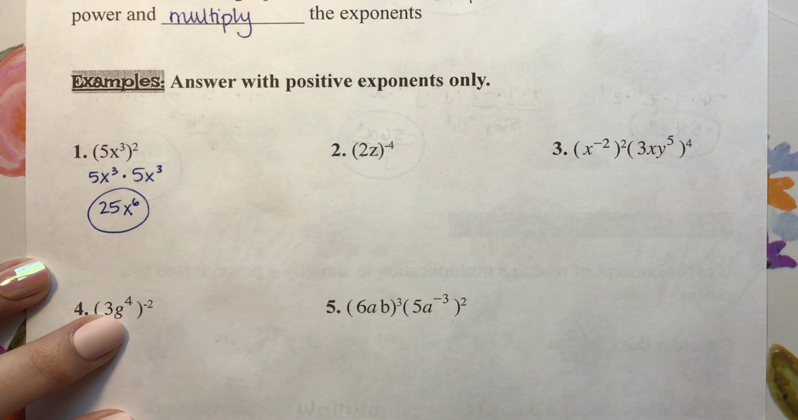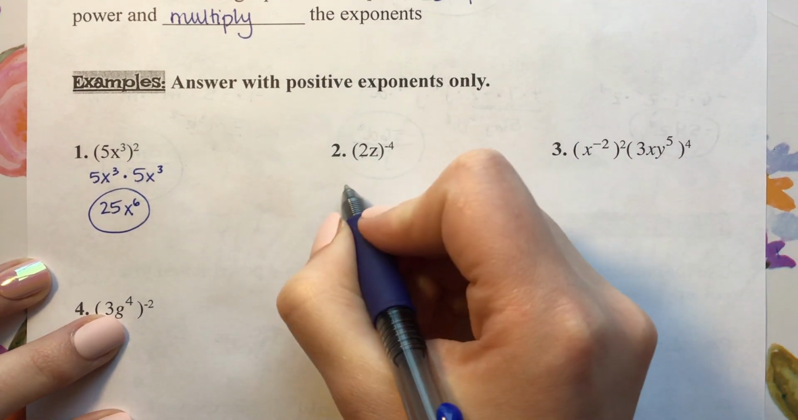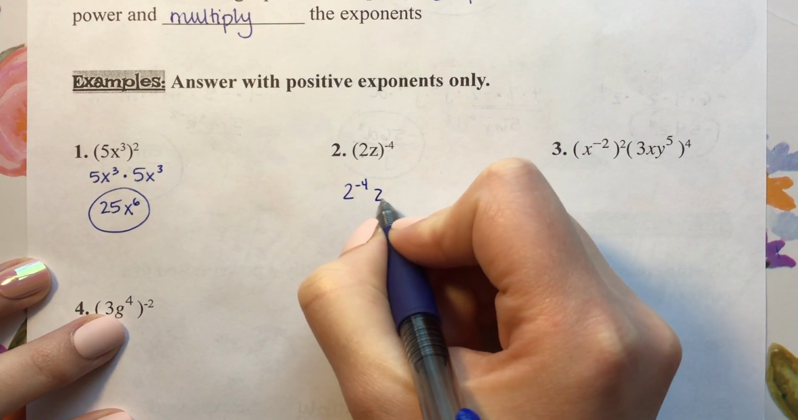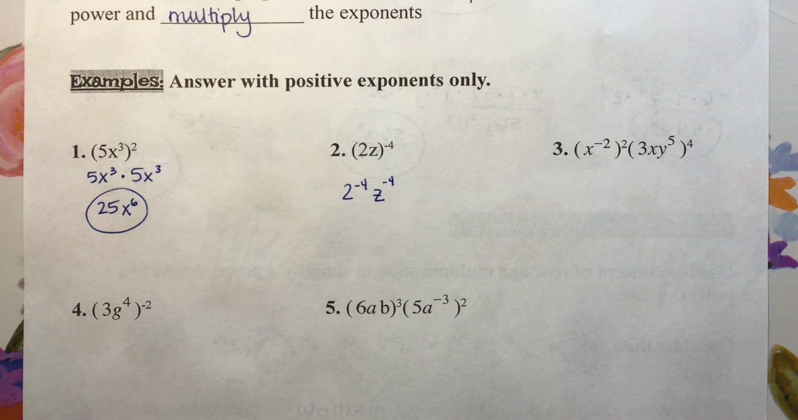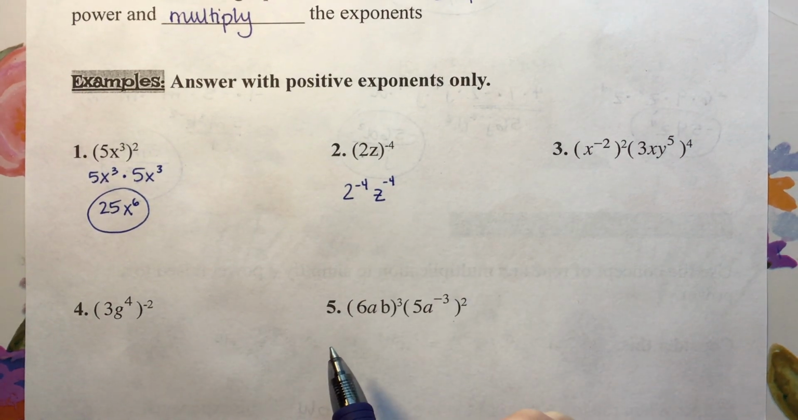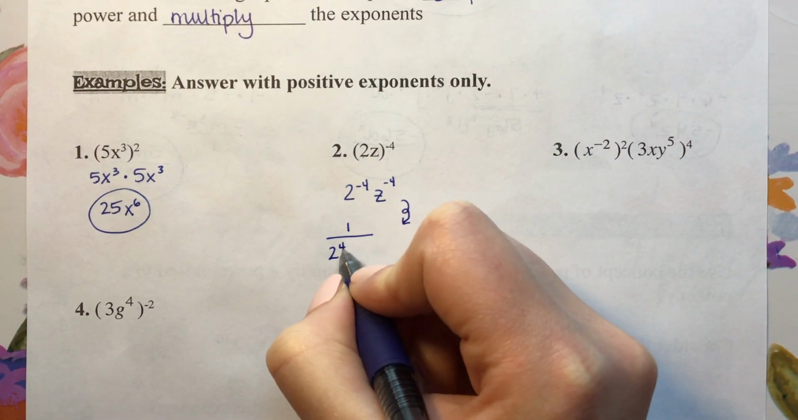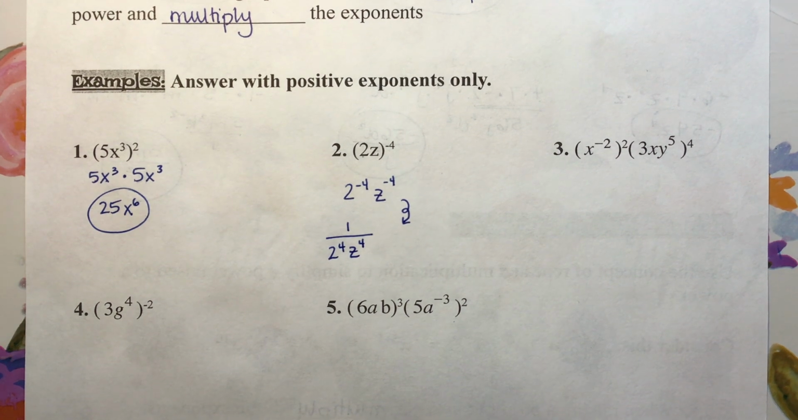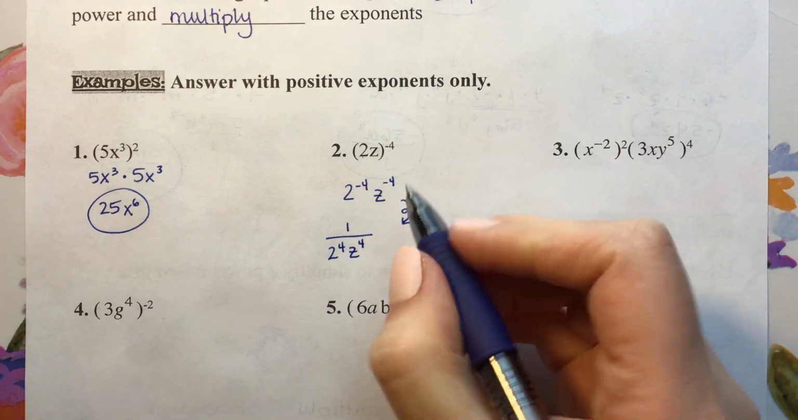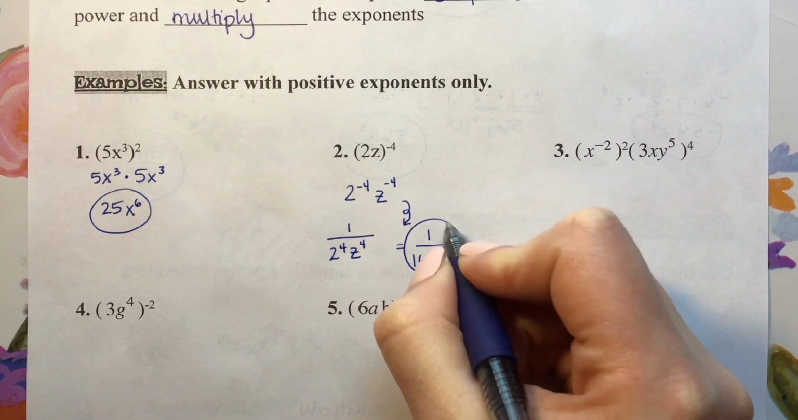2z raised to the negative 4th. Okay, 2 is going to be raised to the negative 4th, and z is going to be raised to the negative 4th. I don't want negative exponents, so this is going to become 1 over 2 to the 4th z to the 4th. When I put 2 to the 4th into the calculator, I am going to get 16. So this is going to be 1 over 16 z to the 4th.